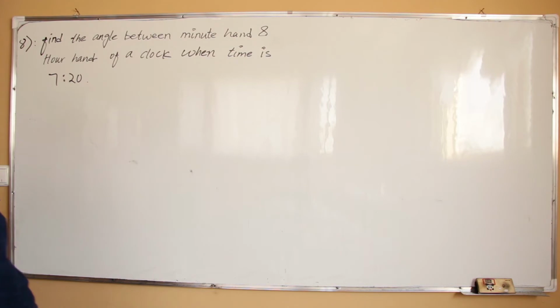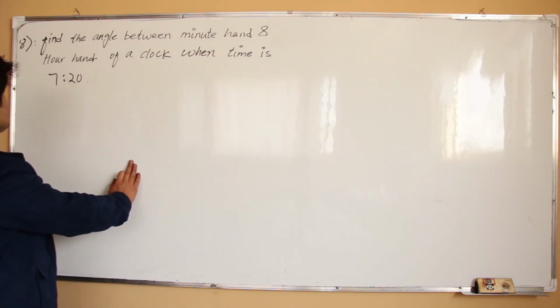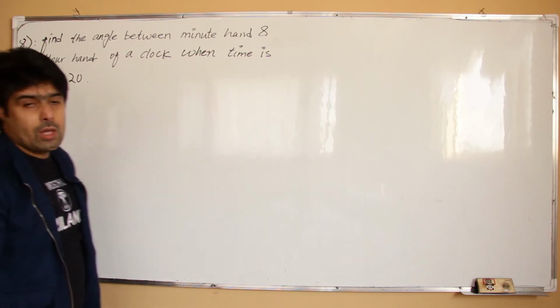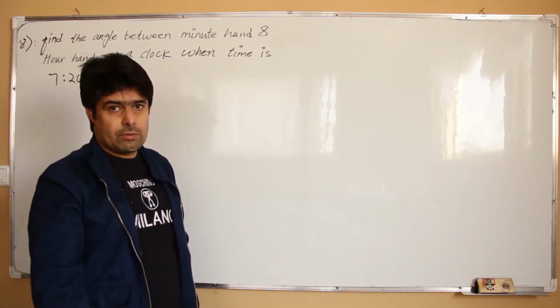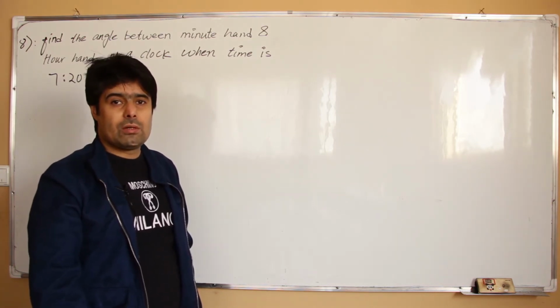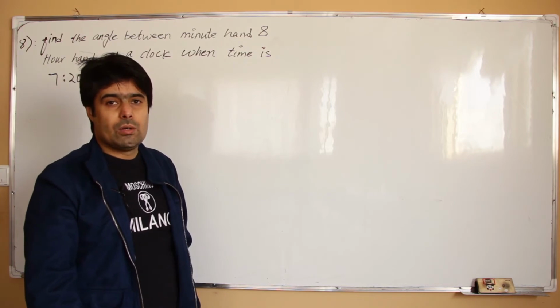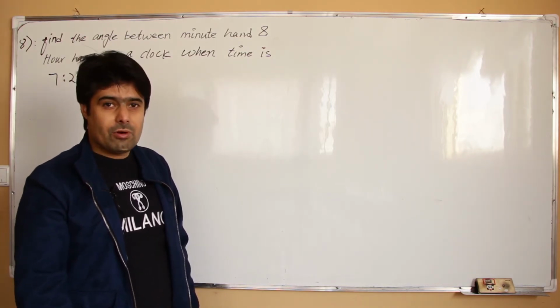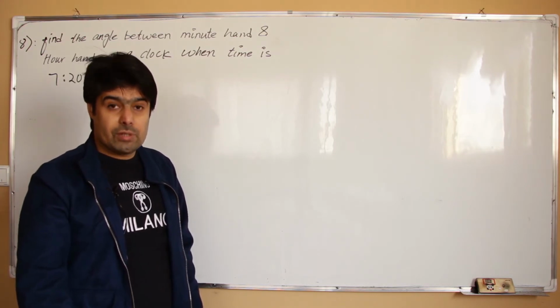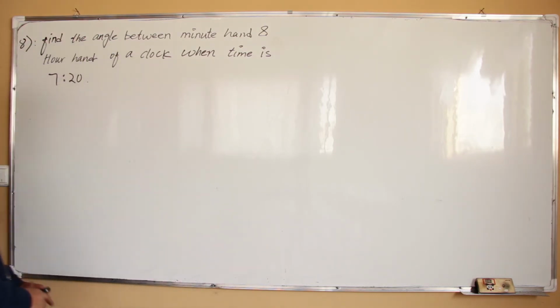Question number 8. Find the angle between the minute hand and hour hand of a clock when the time is 7:20. We will have two solutions for this one. First, we will do it step by step. The second solution will be a shortcut. I will give a formula and you will find the angle between the hour hand and minute hand. Very simple.